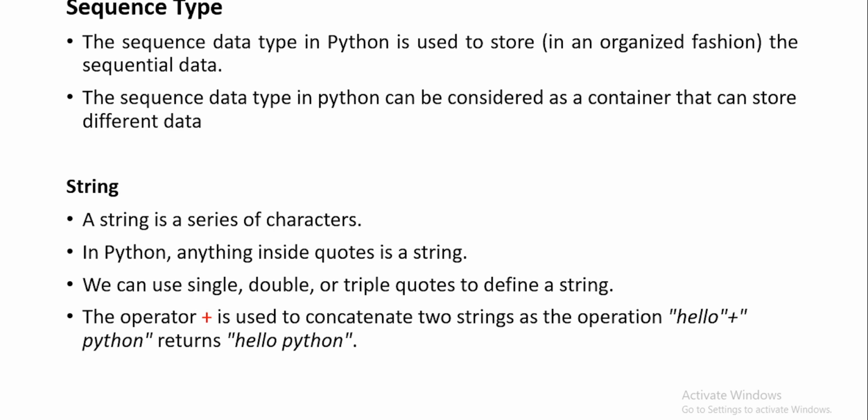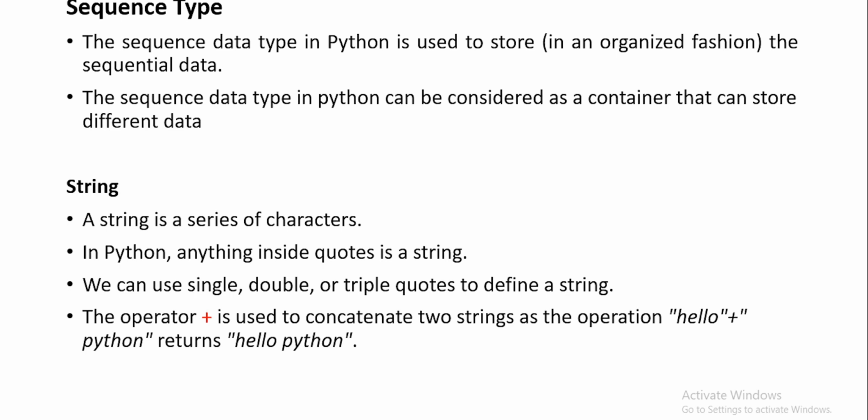So the sequence data type in Python can be considered as a container that can store different data. For example, if I want a string like hello 123, hello will contain alphabets and 123 will contain numerics, so it will contain alphanumeric values. In the next video we will see how such sequence data types contain different values. But here we'll go with the string data type, and see how it works, what its properties are, and how we operate with it.